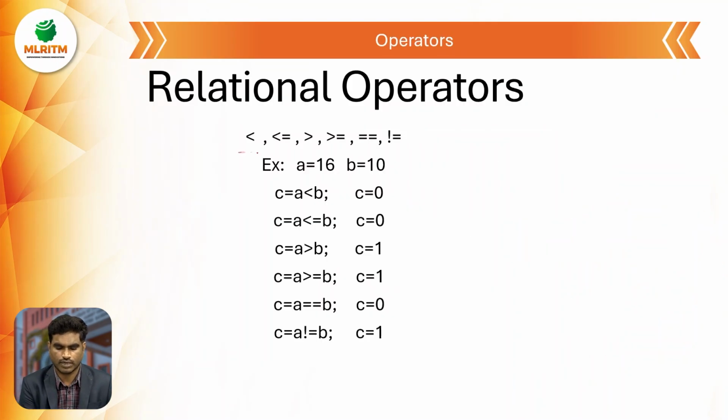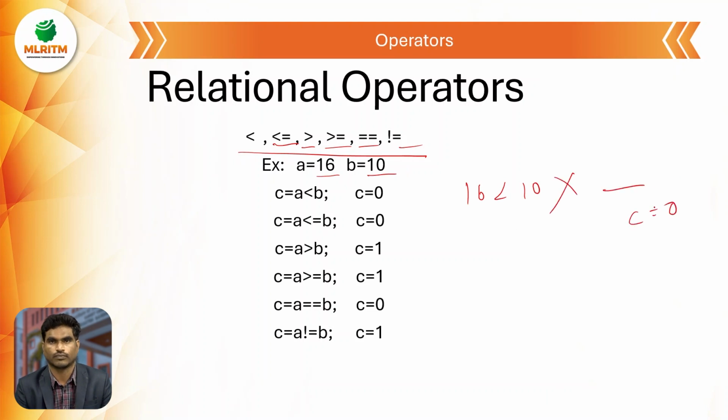Here the relational operators are less than, less than or equal to, greater than, greater than or equal to, equal to, and not equal to. Next, a equals 16, b equals 10. Here, 16 less than 10. This condition is false, so it gives the result 0. When the condition is false, the result is 0. When the condition is true, the result is 1. Next, a less than or equal to b: 16 less than or equal to 10. This condition is also false, so it gives the result 0.